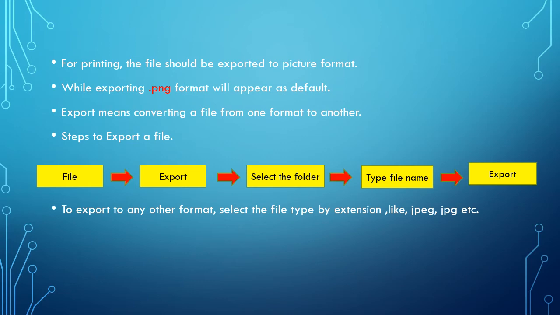Now, what is export? Export means converting a file from one format to another. Here we are converting our GIMP file to a picture file. That means we are converting it from .xcf to .png. Now let's see what the steps are to export a file. First of all, select File, then Export, then select the folder, then type the file name, and finally export.